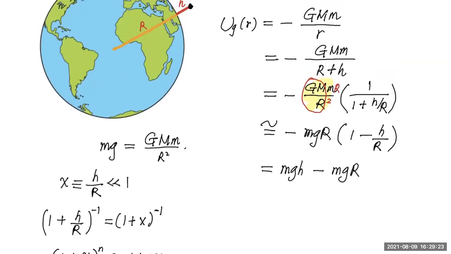Right, now we're getting pretty close to what we expect. We expect only mgh. We didn't expect the next term, right? So we didn't expect a negative mgr. So how do we get rid of that?